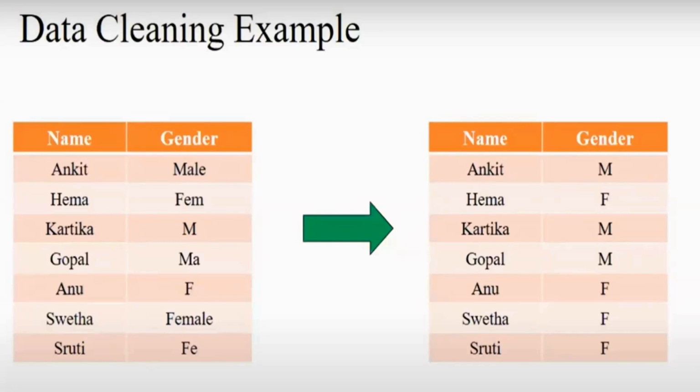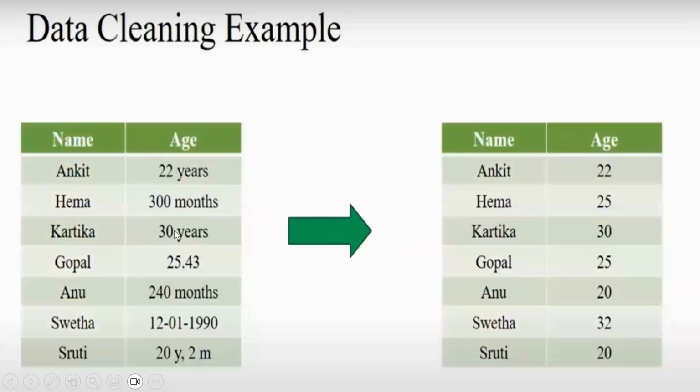Similar to that, the age column, if you go and see. Assume sometimes what happens, the age will have a date of birth. Sometimes some people will give it in months and some people will give it in years, like this. See, this age column is different.